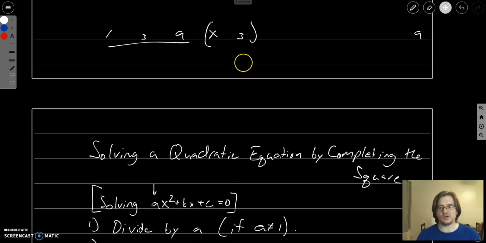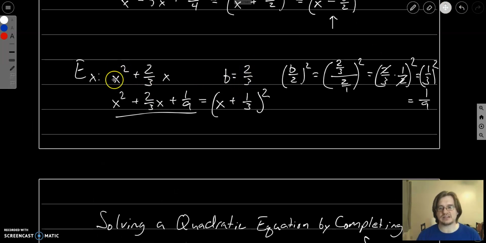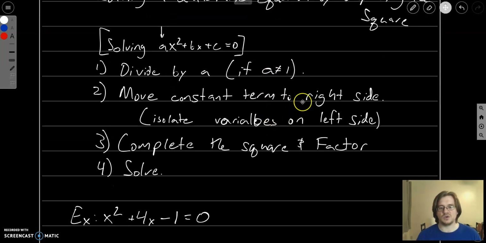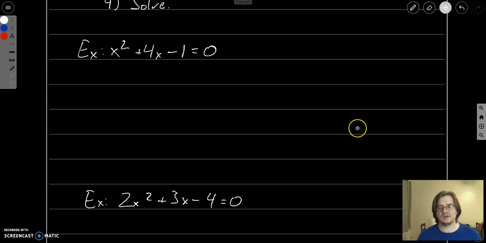Next, in order to complete the square, we had to have something that was x squared plus something times x. So we will make it look like that, complete the square, and solve. And this will be easier using an example. So let's look at x squared plus 4x minus 1 is equal to 0. First and foremost, let's identify each of our coefficients. A out front is 1.